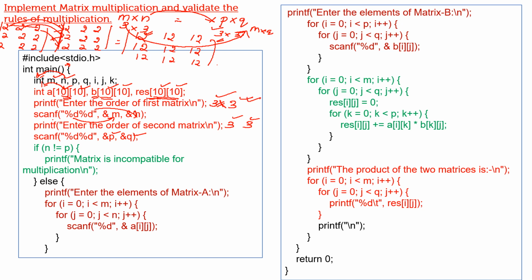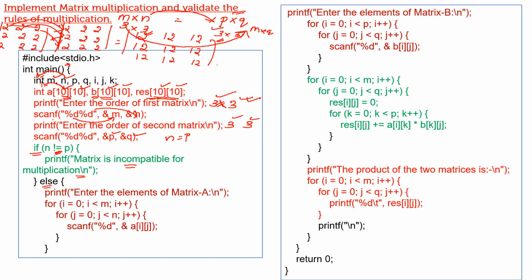The order is being given. Now you have to check the condition and validate the rules of multiplication. So what is the condition? You know that n should always be equal to p. So I am using an if else statement here. If n is not equal to p, then printf: the matrix is incompatible for multiplication. Correct, right? You cannot do the multiplication. Else you can perform the multiplication.